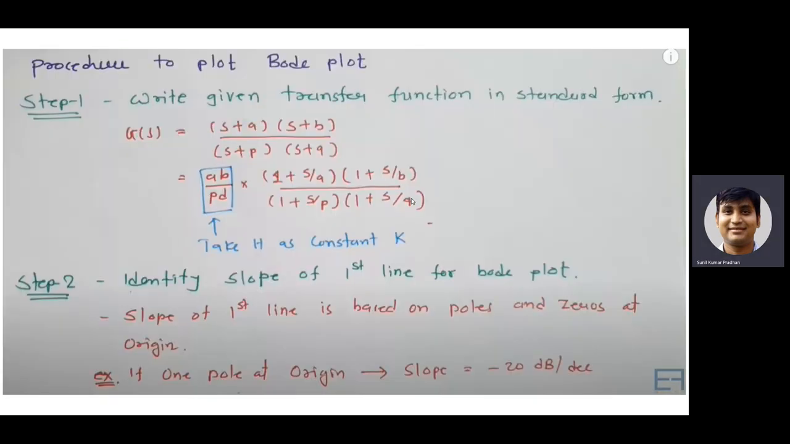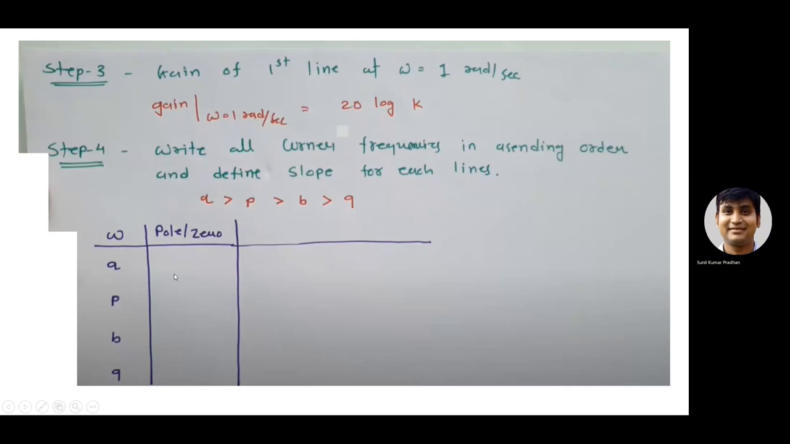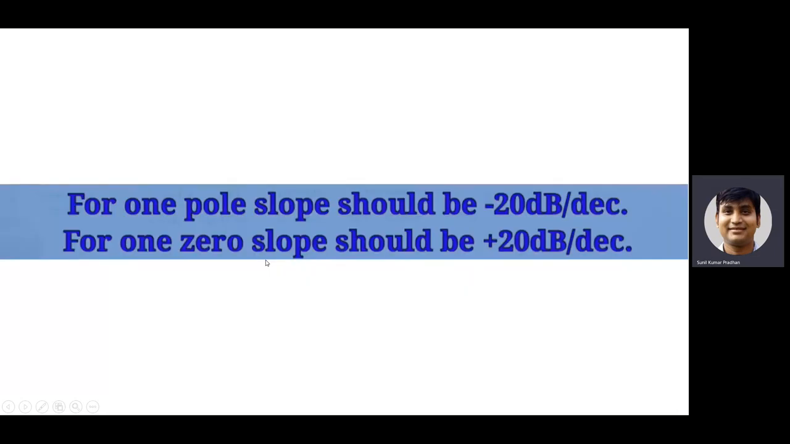After that, whatever the corner frequencies are, like A, B, P, Q, these are all poles and zeros. So that is your corner frequency. That corner frequency we have to arrange in ascending order, and we have to make a table like this, where we can determine for what corner frequency the slope is there and what is the resultant slope.